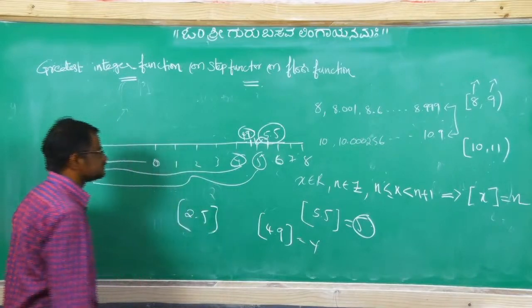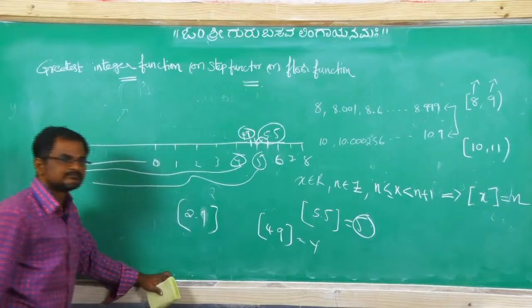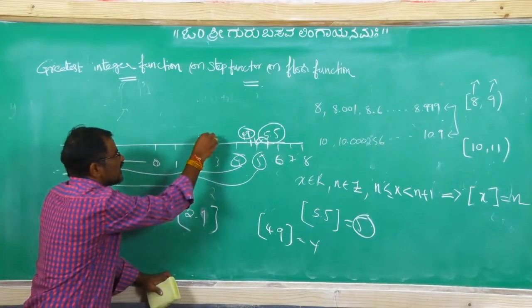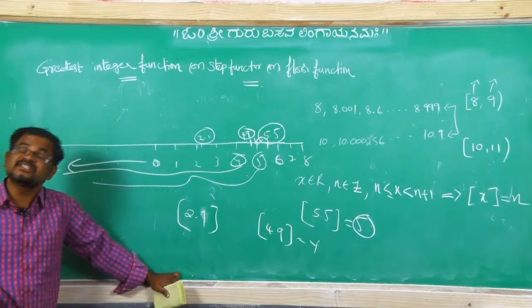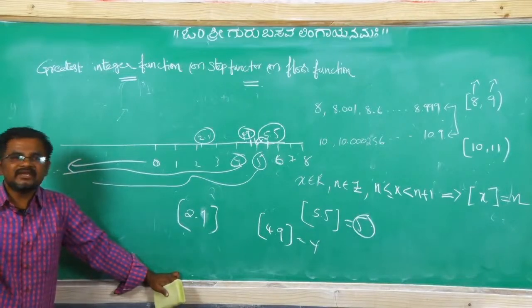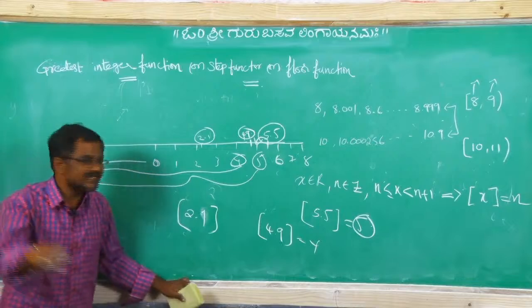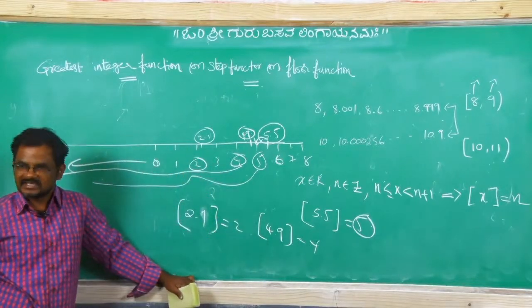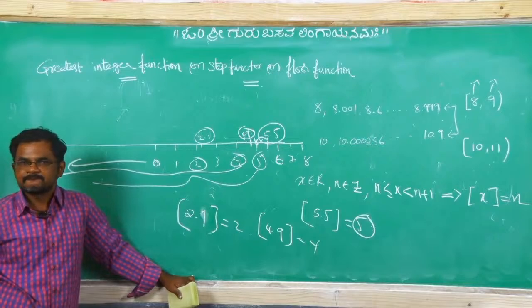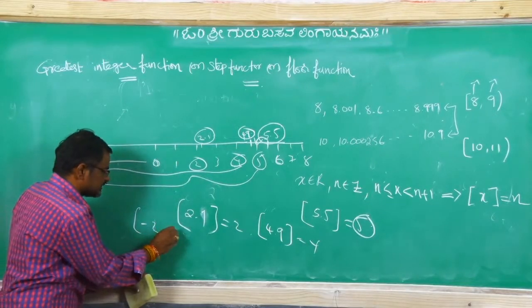Suppose 2.1. Here 2.1 is somewhere on the number line. On the left side of this one, how many integers are there? Infinitely many integers are there. But among them, the greatest one is what? 2. So that's why this answer is 2. Like that they ask. These are the positive values.